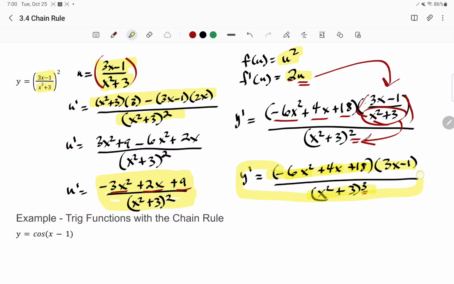So I'd say if you were able to get to this point or something similar to this, that would be amazing.